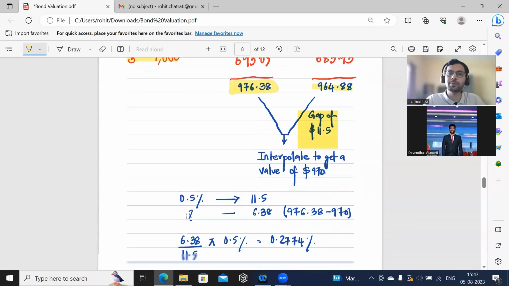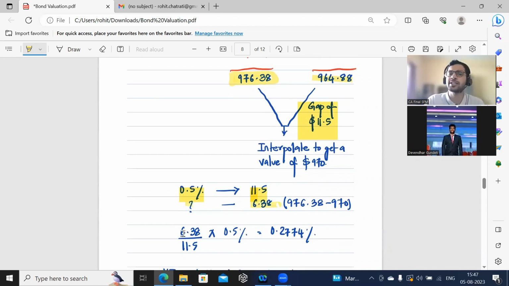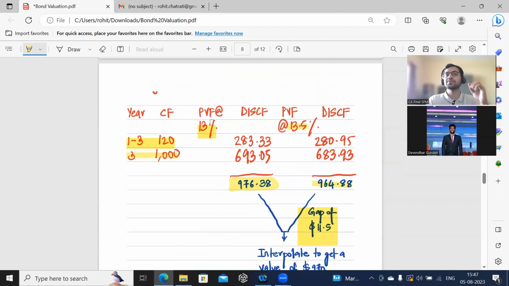Therefore, how much should I increase the discount rate? For a 0.5% increase in discount rate, my gap was 11.5. I want a gap of only 6.38. A simple interpolation: 6.38 divided by 11.5 multiplied by 0.5 percentage, I get 0.2744 percentage, which means I have to increase my discount rate by 0.2744.